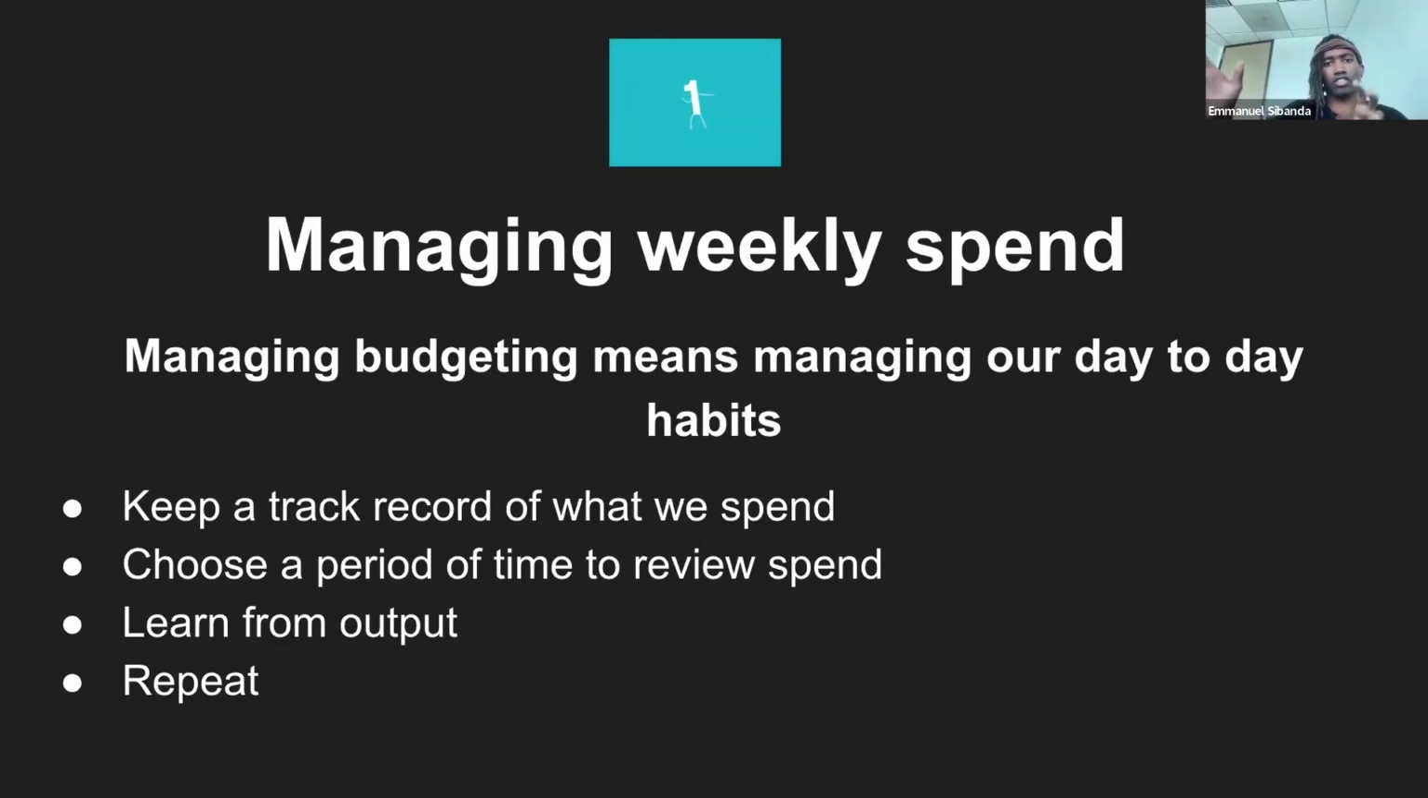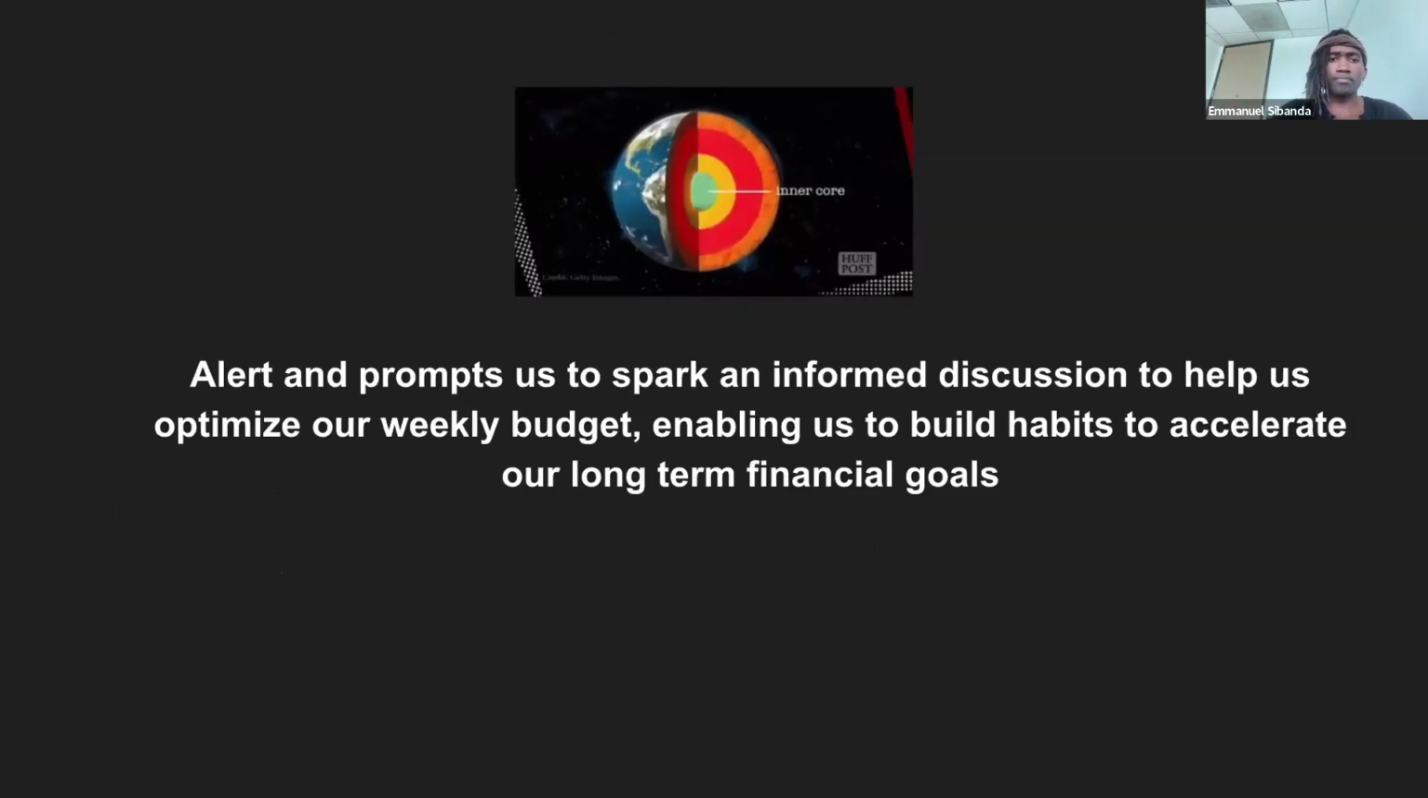So the first AI agent is geared towards this particular problem. At the core of what this pipeline is going to solve for us is it's going to alert and prompt us to spark an informed discussion to help us optimize our weekly budget, enabling us to build habits to accelerate our long-term financial goals. So the problem just boils down to actually having a set day that we are going to discuss our financials and going into the discussion informed regarding where problematic areas are, basically, and then improving based on that. Go to the next slide.